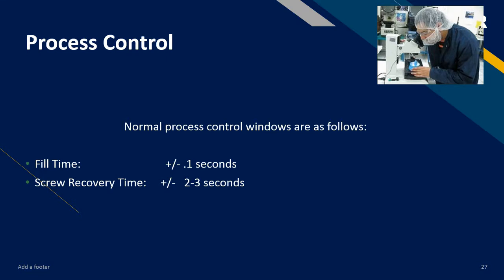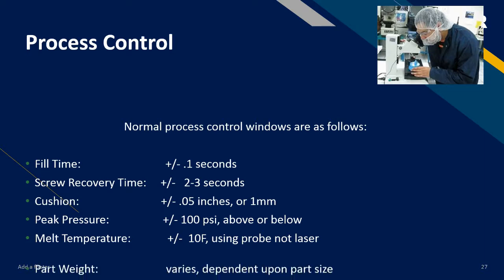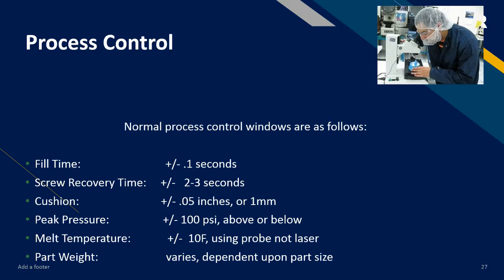We have screw recovery time, which is generally plus or minus 2 to 3 seconds. Cushion, which is plus or minus 0.05 inches or 1 millimeter. Peak pressure, plus or minus 100 psi above or below. And melt temperature, plus or minus 10 degrees Fahrenheit, using a probe, not a laser. We also have part weight, which is going to vary depending upon part size.